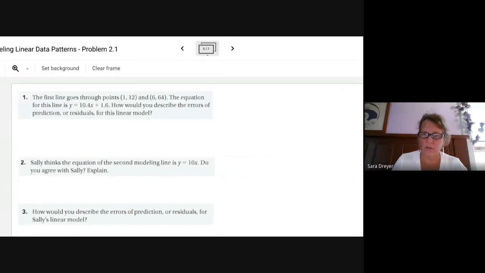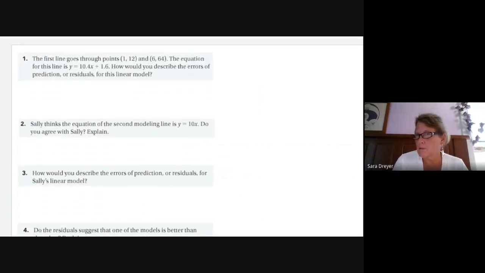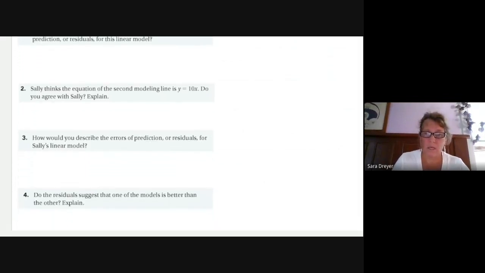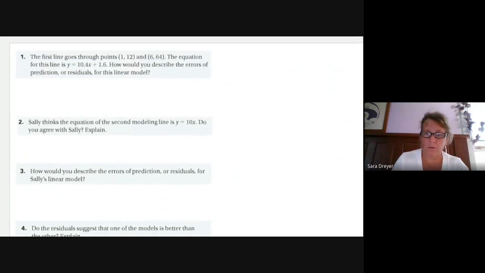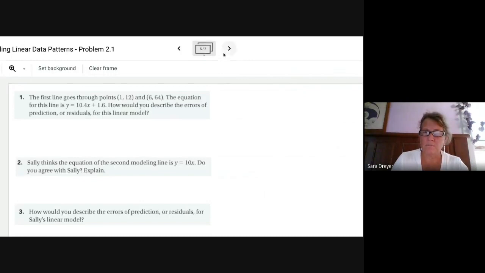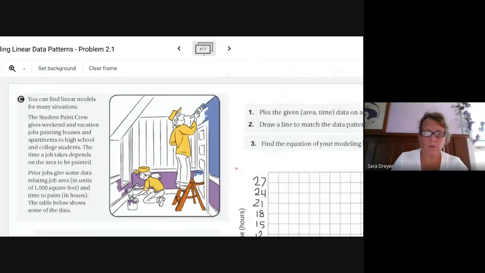How would you describe the errors? Are they mostly too high? Are they pretty much right on? Are they mostly too low? How would you describe the errors of prediction or the residuals? Then go on to do this one.